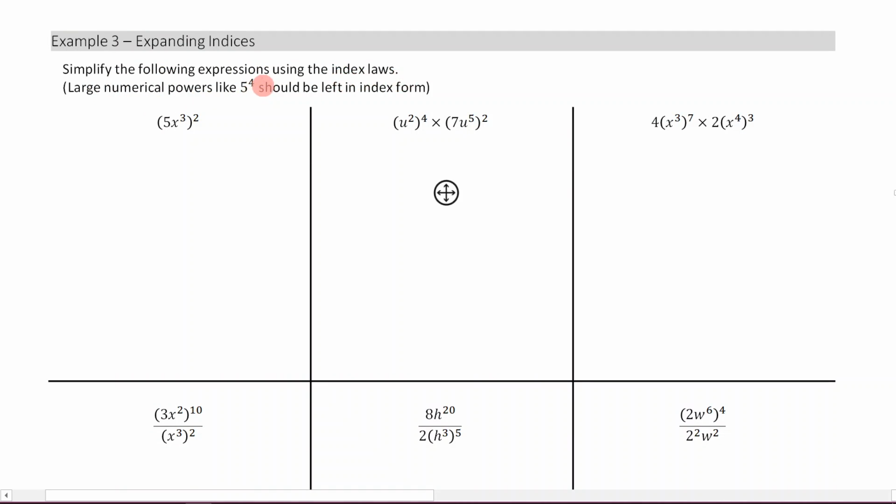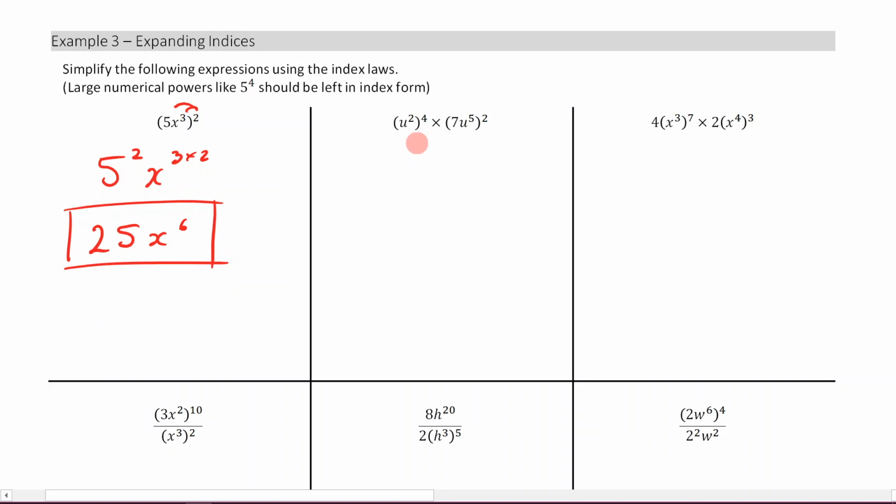Large numerical values like 5 to the 4 can be left in index form. So this right here, the way that we're going to answer this is we're going to expand out this 2. So 5 is going to become 5 to the 2. And then remember here, we're going to use that other index law that tells us that we can go 3 times 2. So I'm going to end up with 5 to the 2 is 25. Then this is going to be x to the 6.